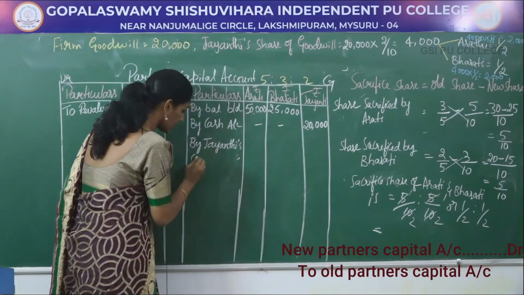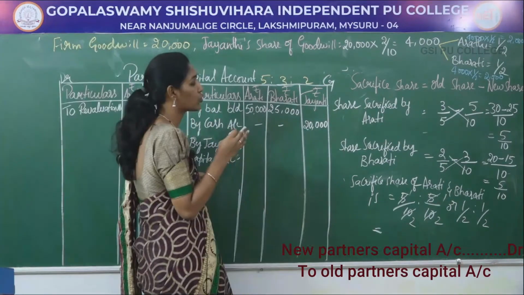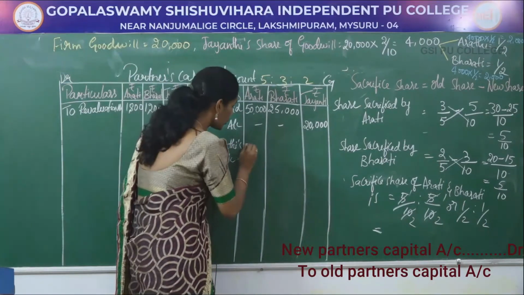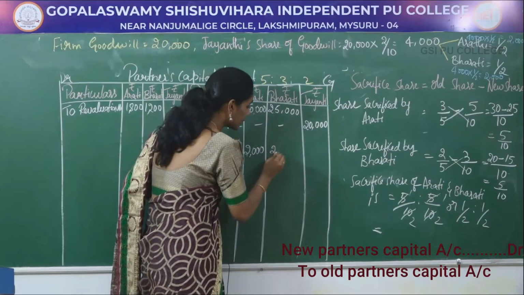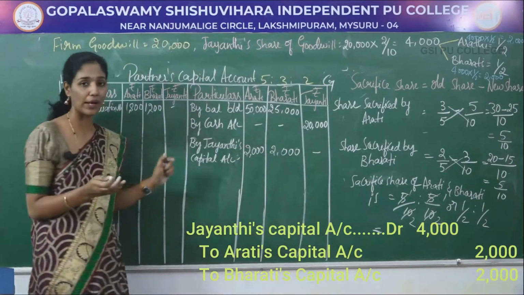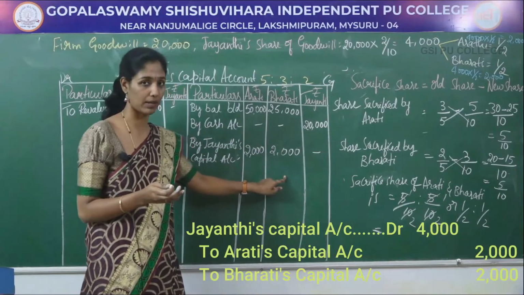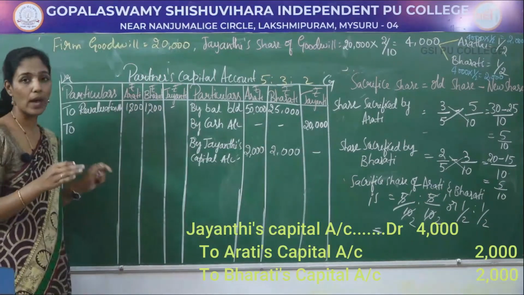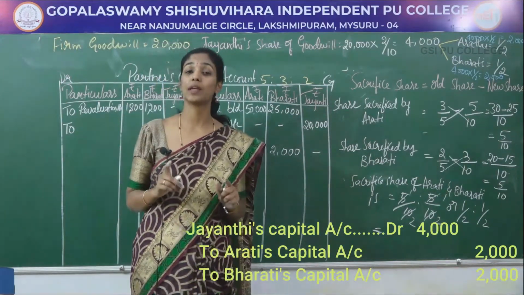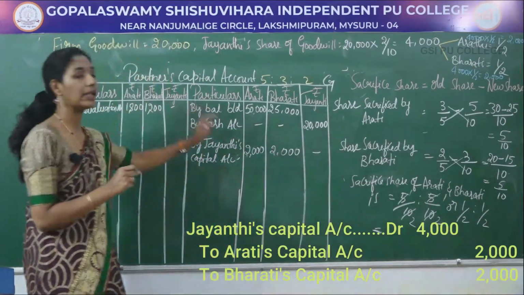You should write the new partner name on the credit side, but you should record the amount of goodwill in the old partners column. 2,000. When we calculated, we found out Arati's share of goodwill and Bharati's share of goodwill, so you record that on the credit side in the old partners column. Then when goodwill is valued, it must be written off. Remember, when goodwill is valued as per AS-26, you are not supposed to use goodwill anywhere in the account.